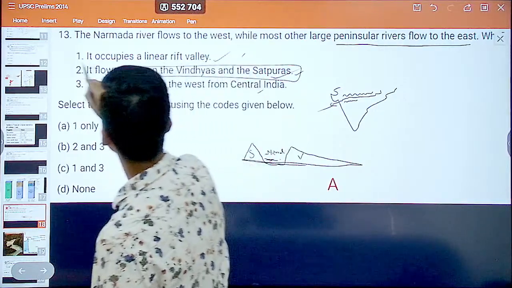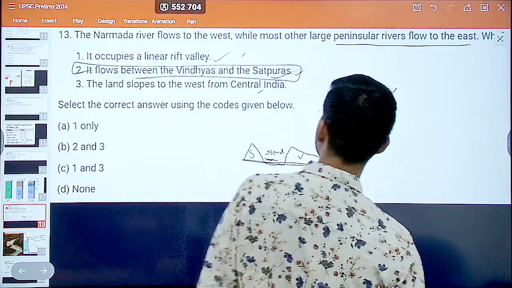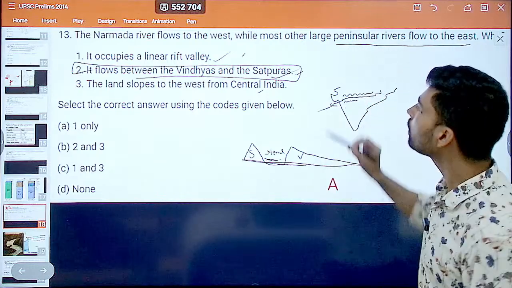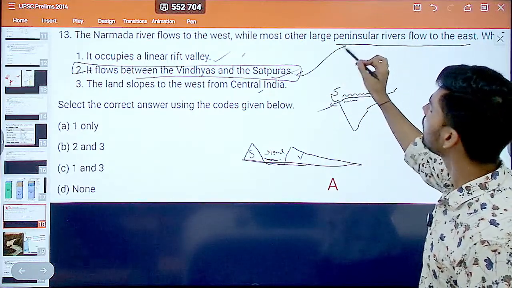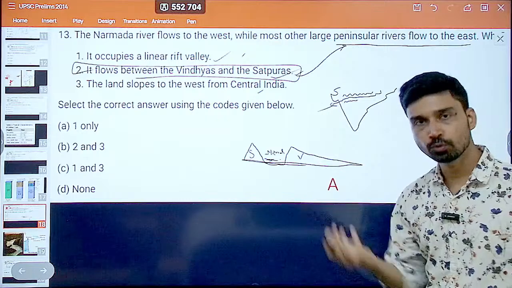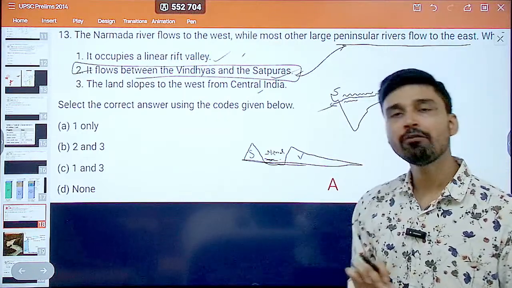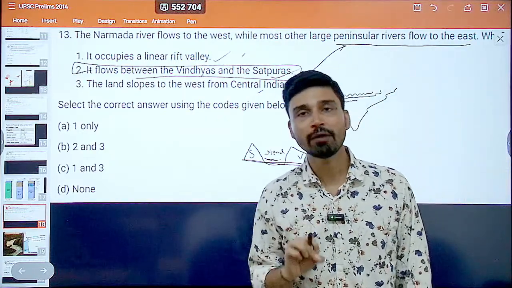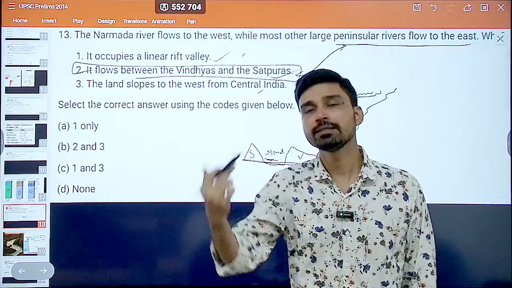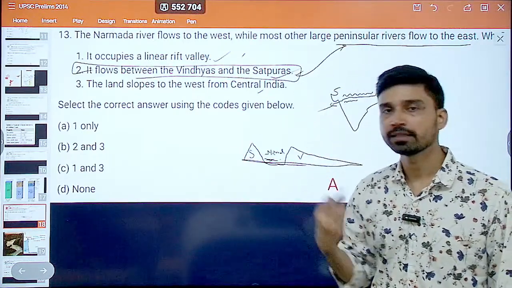Second, it flows between the Vindhyas and Satpura. That is by itself a correct option, but that does not explain the statement of why Narmada river flows to the west. So you not only have to pick the correct option, you also have to pick such correct options which are describing the question that has been asked.